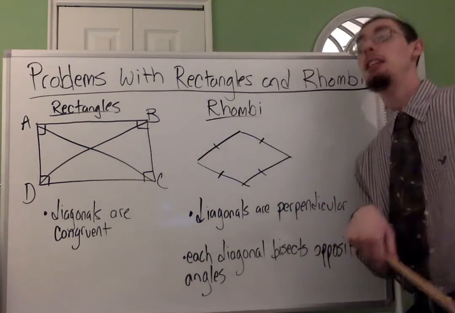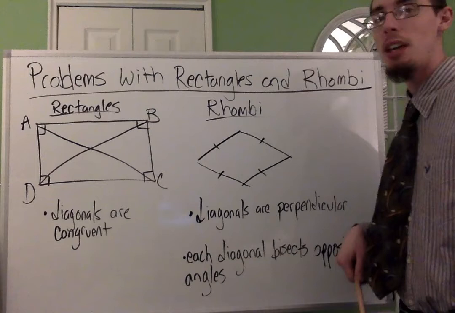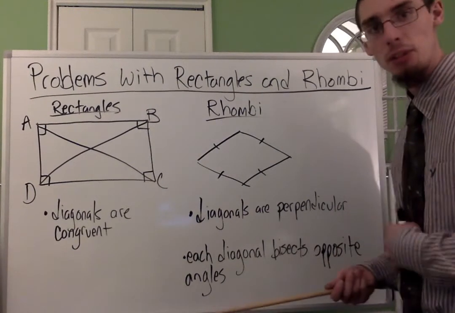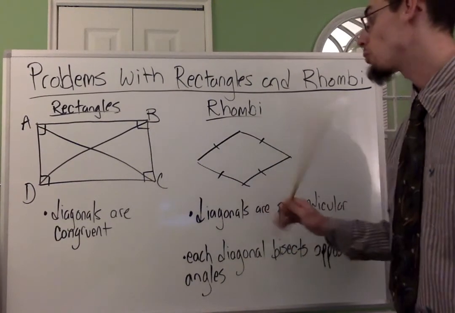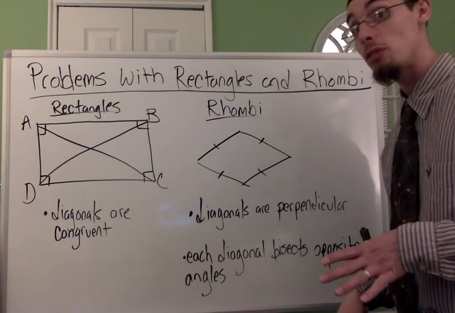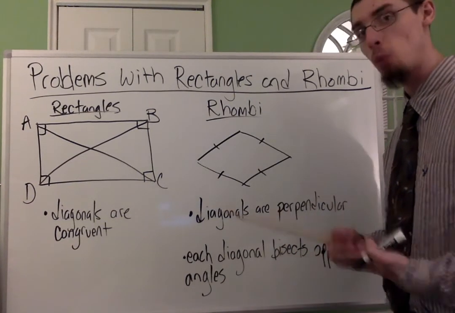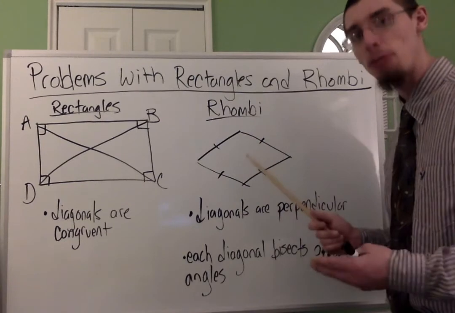The last lesson we were basically looking at properties of these things, right? We looked at rectangles, rhombuses, and squares, right? Remember, a square was basically a rectangle and a rhombus together.